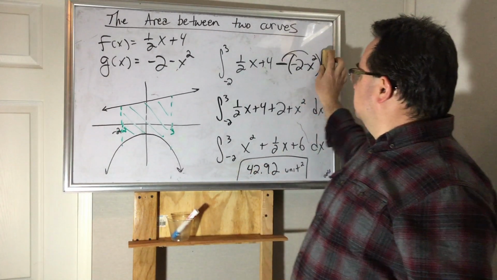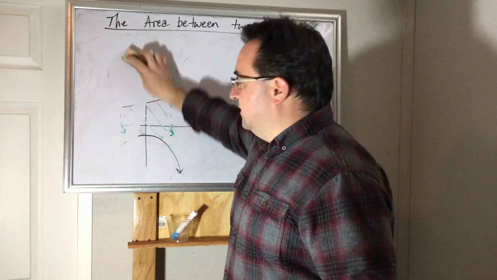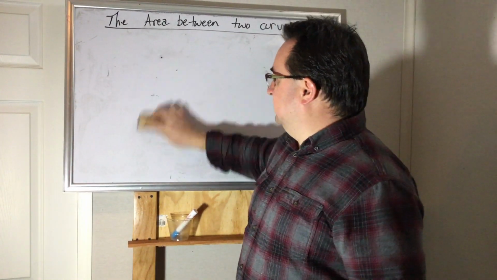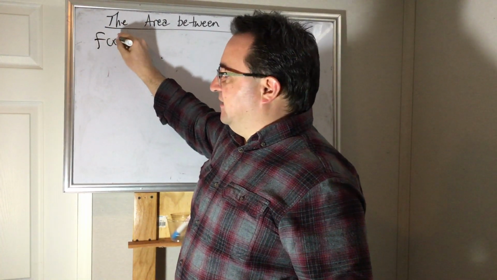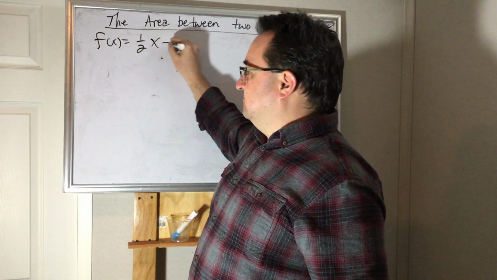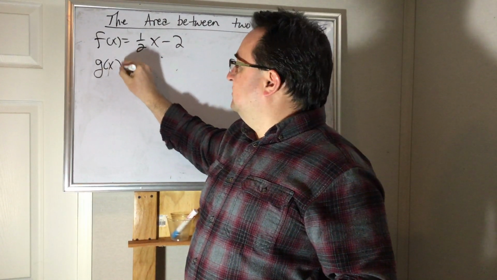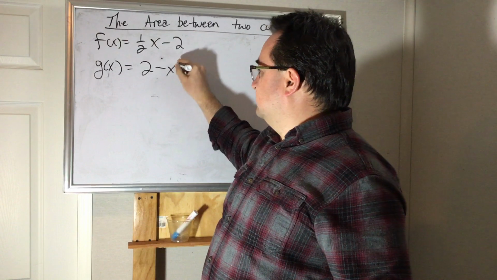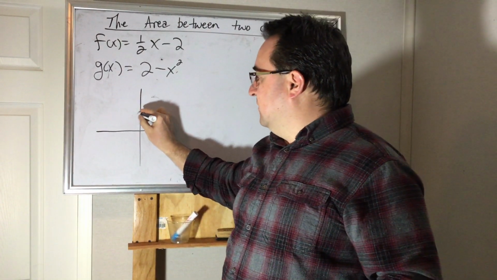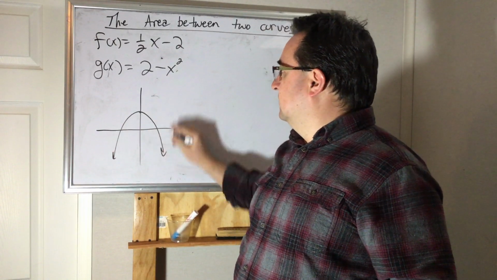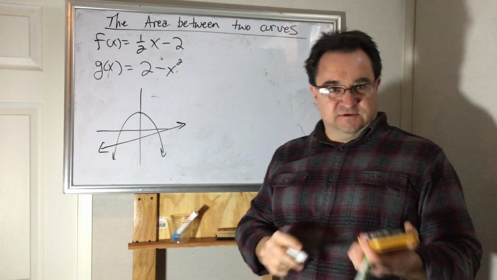So I have to erase this. We'll get to example number 2. And we'll stick with the line and the parabola here. So let's do f of x is a half x minus 2. That's just shoved down a little bit. And g of x is 2 minus x squared. That's lifted up. So what I've done is I took the parabola and shoved it up here and the line and pushed it down there, which gives us that scenario.